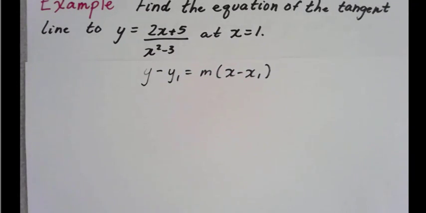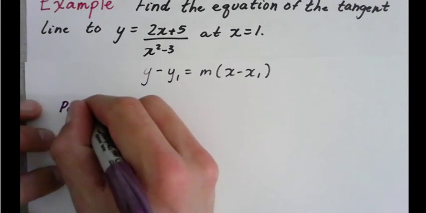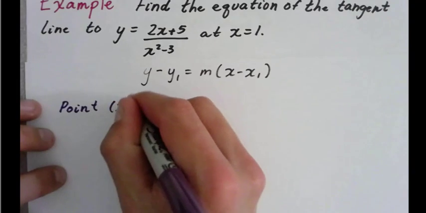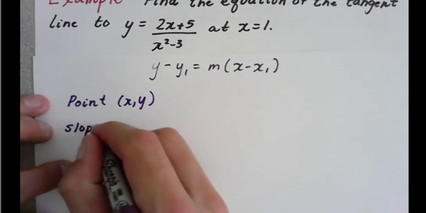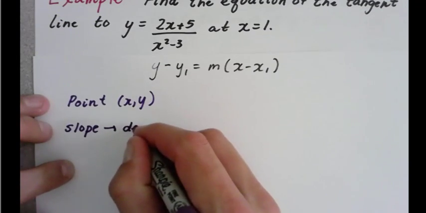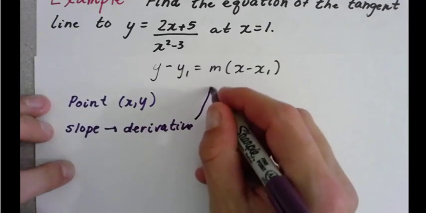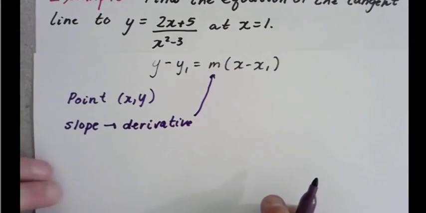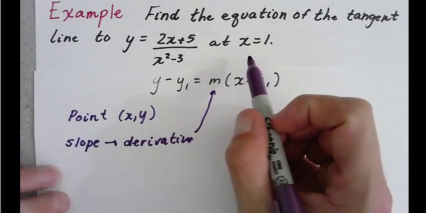In order to do this, you need a point and a slope. So we need the point (x, y) and we need the slope. Now the slope in this case is the derivative. We've got to look at the derivative, okay? So that's what m is here. So I don't even have the point, I don't have the derivative. I have x equals 1.